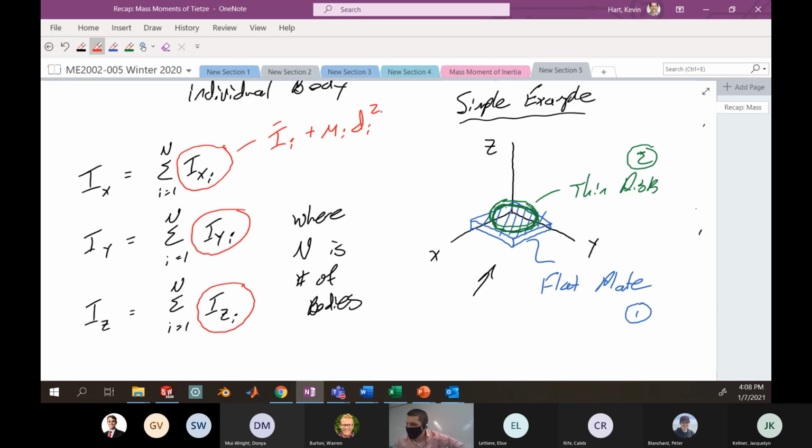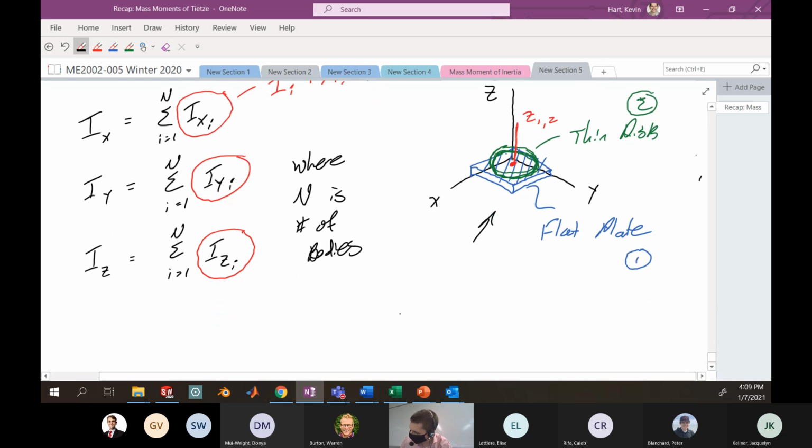Okay. So if we had more information on our example here, let's say we're looking at the z-axes of these two bodies and they happen to be right on top of each other. So let's say this is the z-axis for object 1 and for object 2, and this is the centroid of both of these objects.